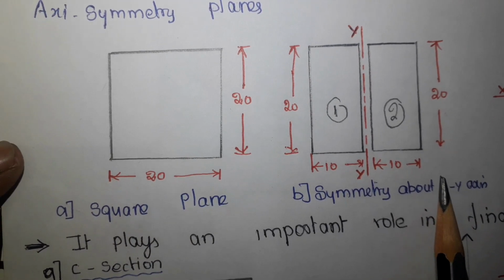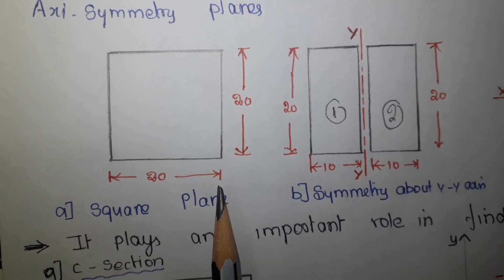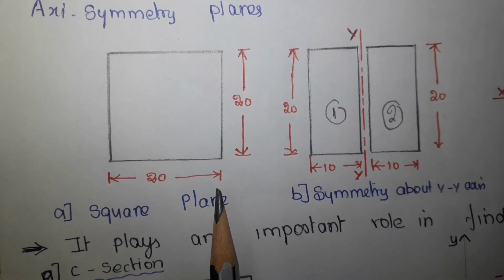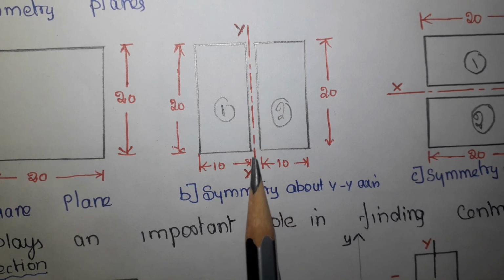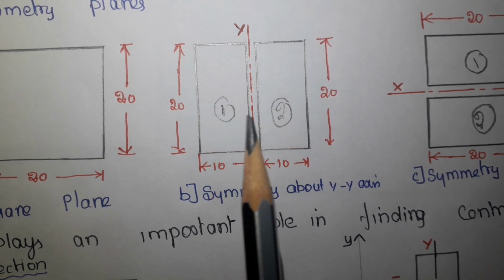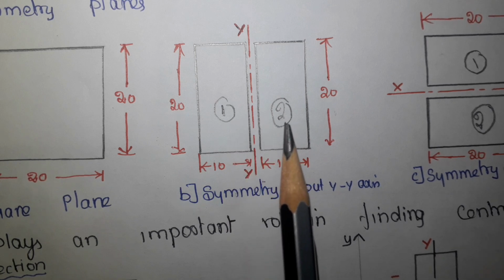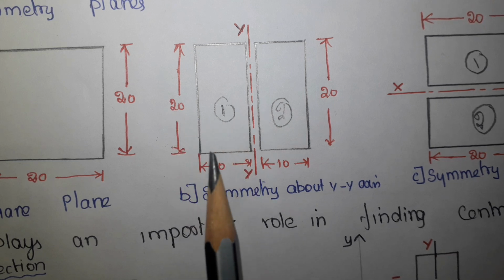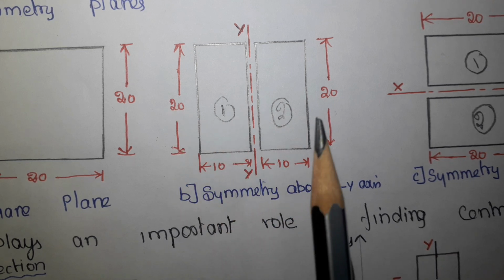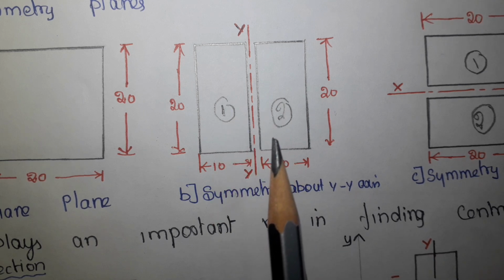Consider a square plane of side 20 mm, and now I am going to cut this square plane into two parts using the y axis. This is the y axis. Now I have cut it into two parts, 1 and 2. If you look closely, these two parts are symmetrical in nature, which means both are rectangles having the same dimension, 20 by 10, and here also 20 by 10. So these two parts are symmetrical with each other.